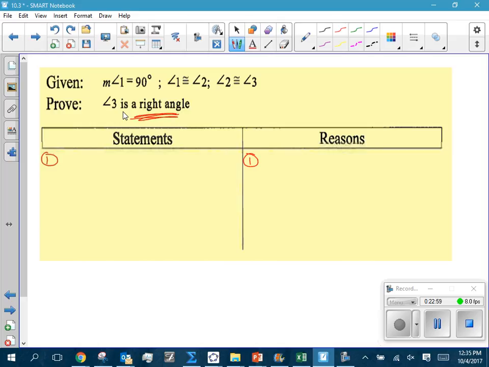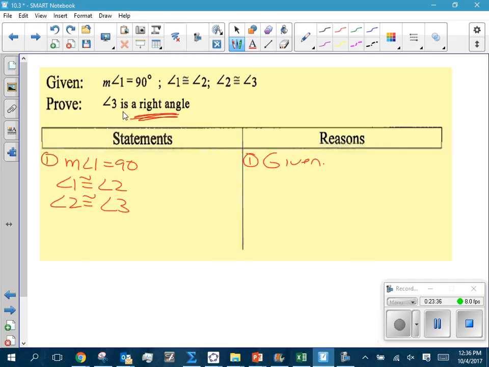We've got to start with the given information. Measure of angle 1 equals 90 degrees. Angle 1 is congruent to angle 2. And angle 2 is congruent to angle 3. That's all our given information. A lot of stuff initially. But hopefully we start piecing things together so we can eventually talk about the measure of angle 3. Okay? We know our goal is to get the measure of angle 3 to be 90 degrees, right? Right now, all we know about the measure of angle 3 is that it's congruent to angle 2, right? That was in our given.